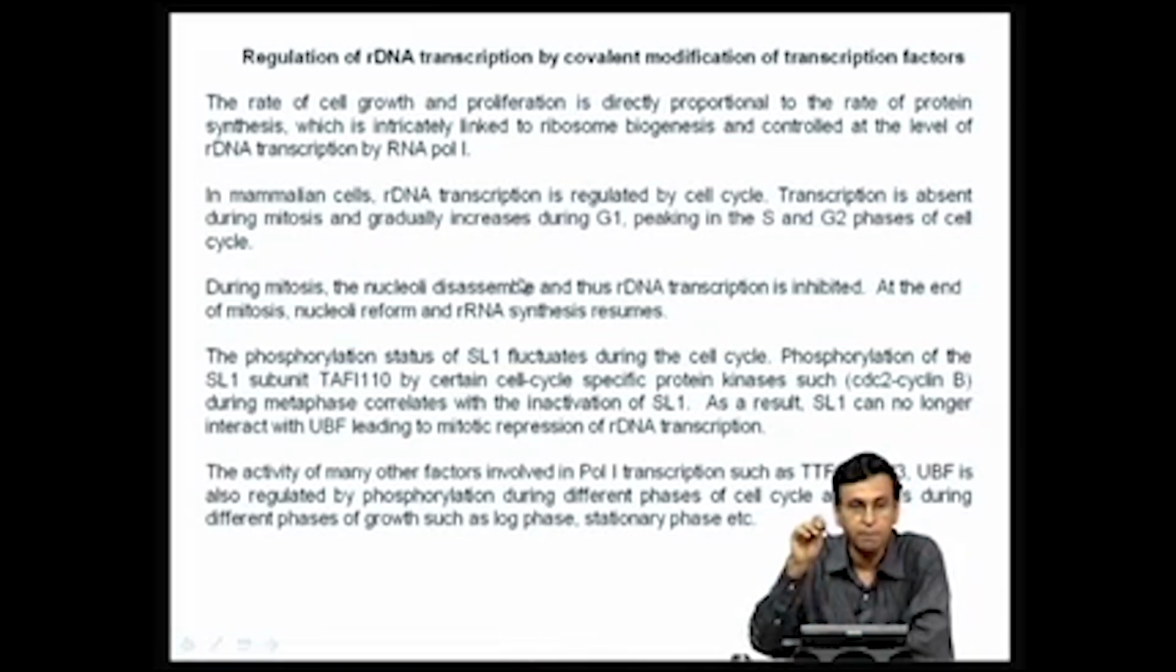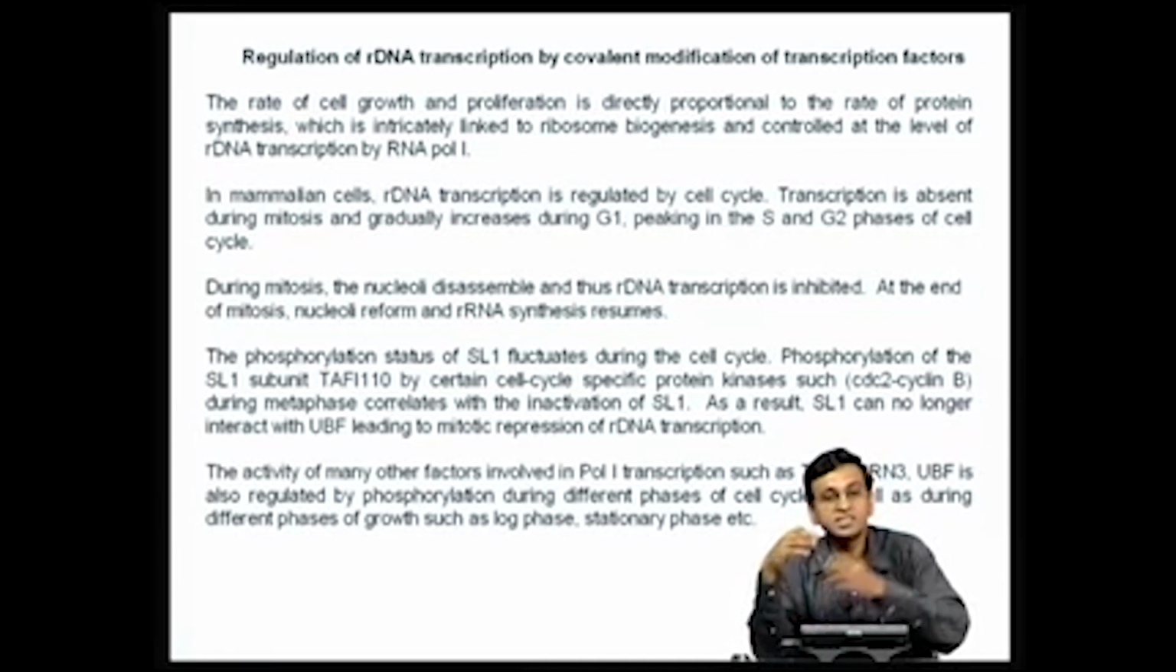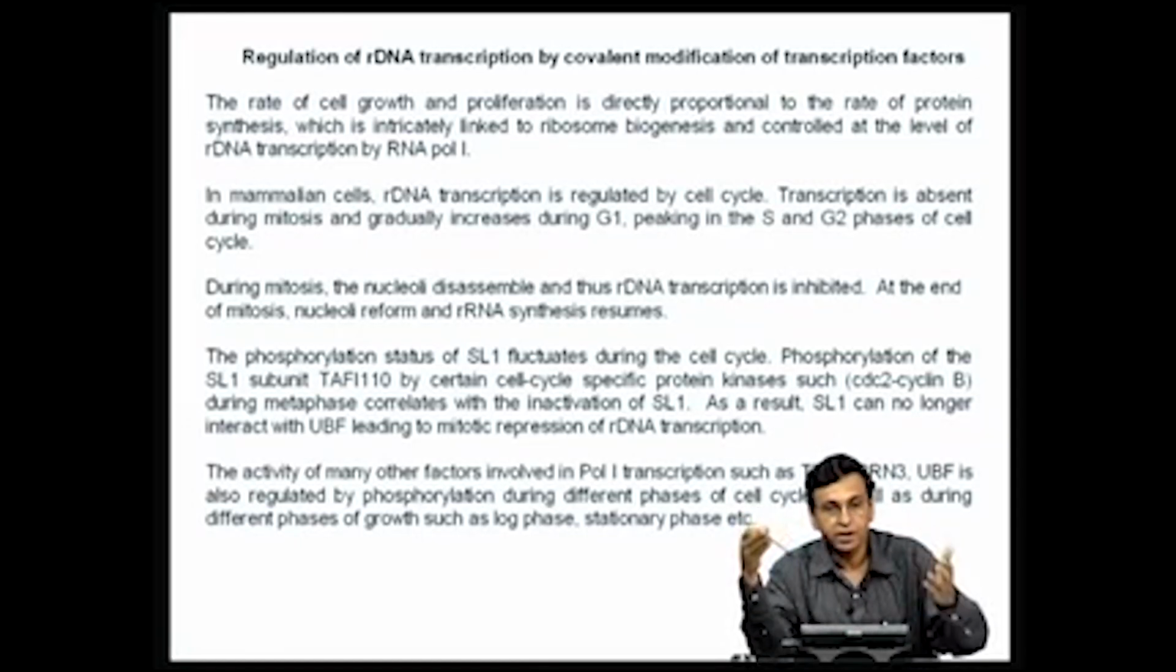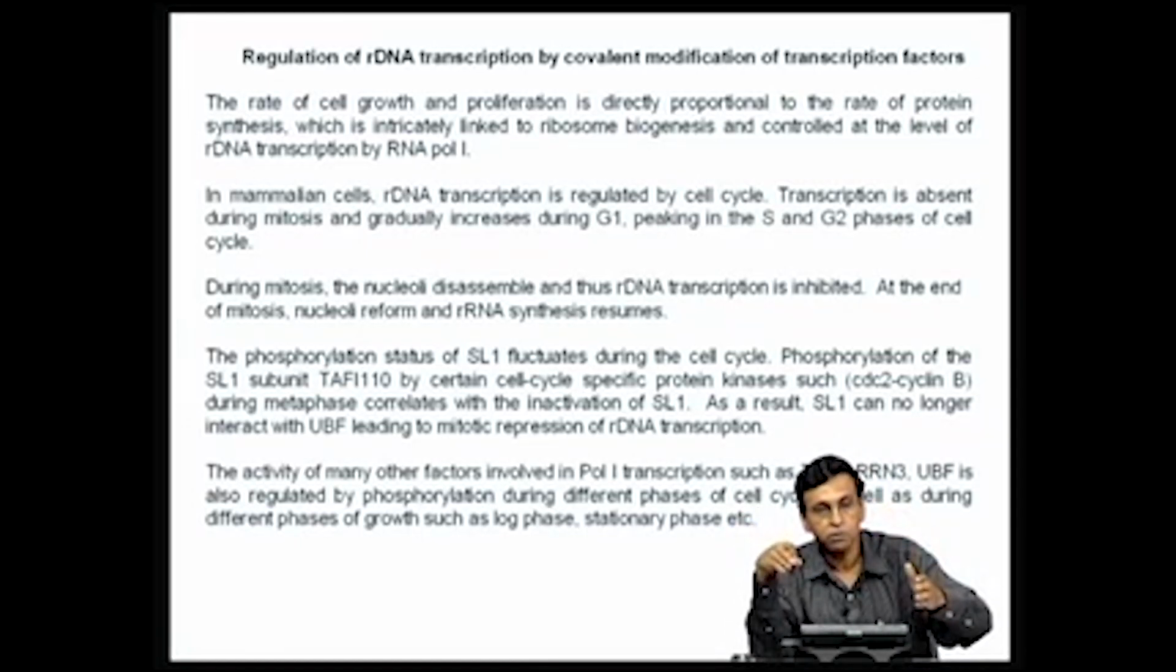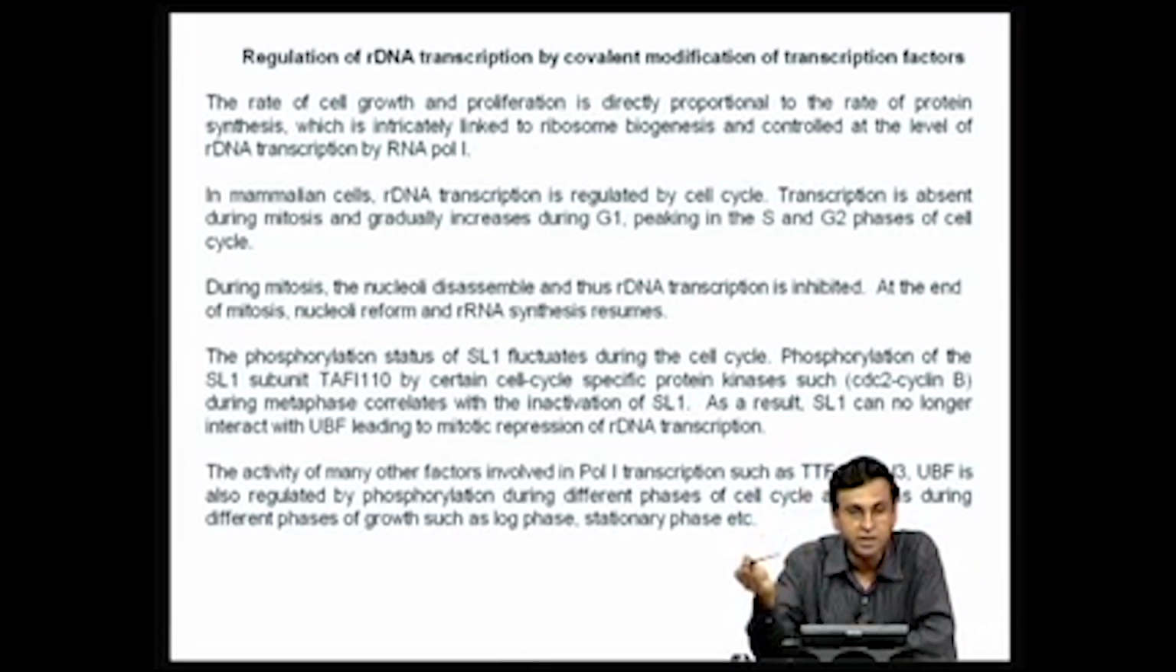Once the cell enters mitosis, RNA transcription is completely shut off. Why does this happen? Because the nucleolus disintegrates. When cells enter mitosis, the nuclear membrane breaks down, there is no nucleolus, and therefore no RNA transcription takes place. Since there is no nucleus, RNA transcription is completely shut off.